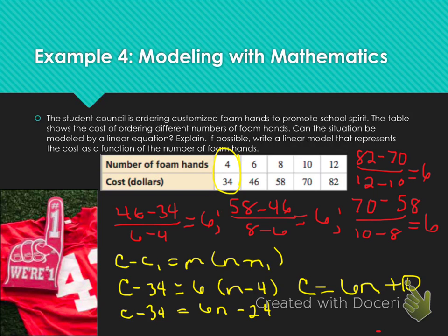Because the cost increases at a constant rate, the situation can be modeled by a linear equation. The linear model is C equals 6N plus 10.